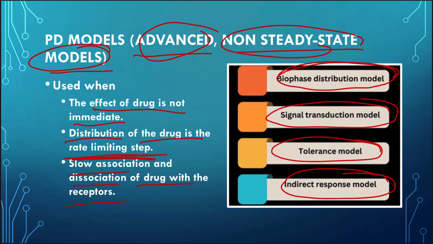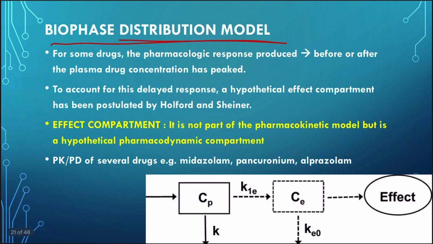That is, the effect of the drug is not immediate, then the next thing is distribution takes time and it is a rate limiting step, then we have slow association and dissociation of the drug from the receptors. So now let's discuss all the four models one by one. First is the biophase distribution model.